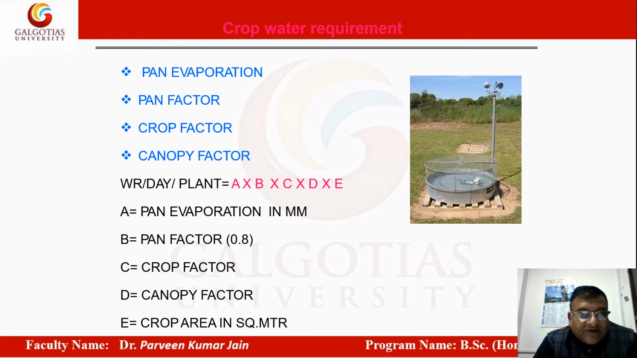The different factors on the basis of which this is designed are the pan evaporation factor, pan factor, crop factor, canopy factor, and the area occupied by the plants, which is also taken up. These are the 2-3 factors which are normally available for the particular area in which you are working.